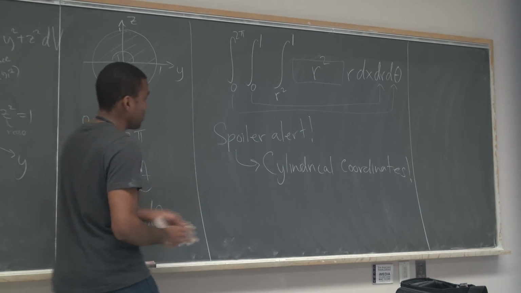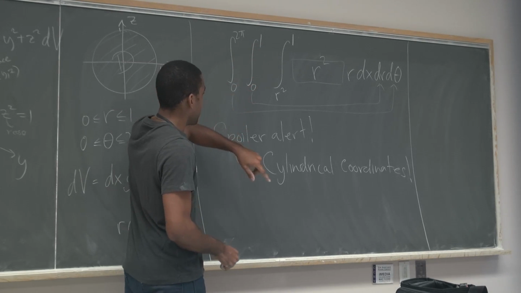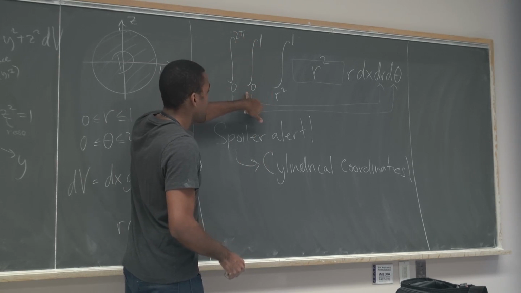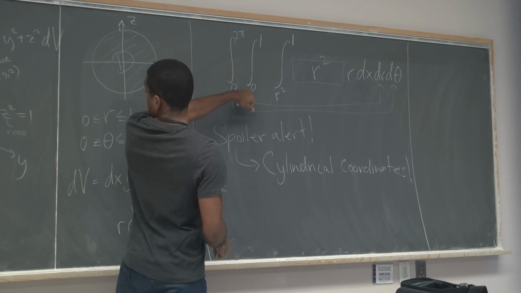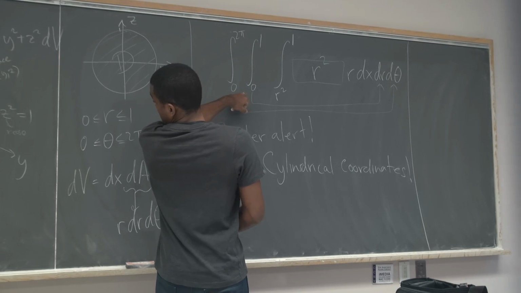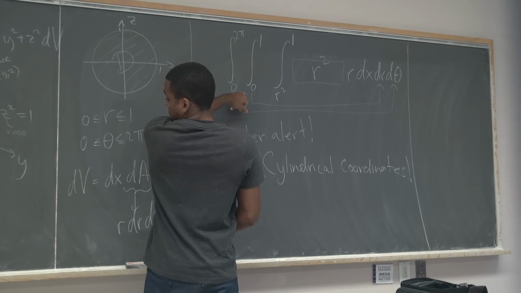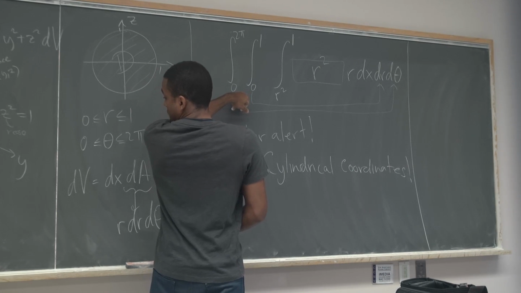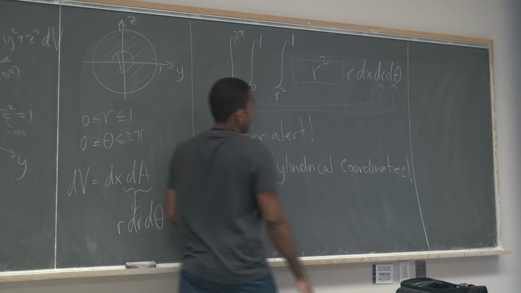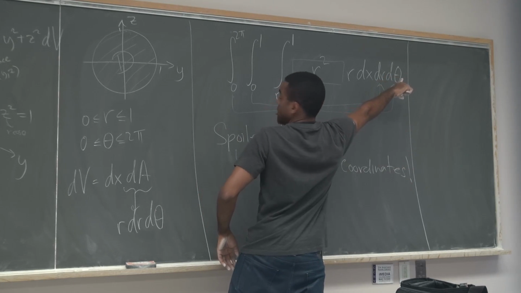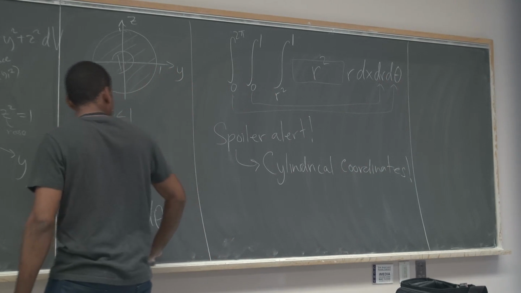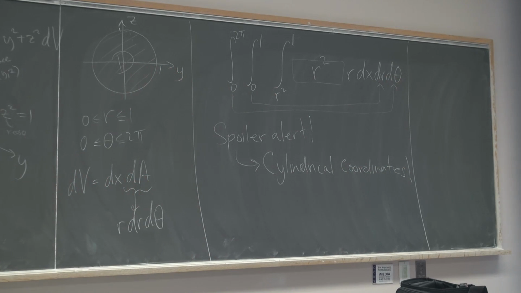Without polar coordinates, it would have looked a lot uglier. We'd have something like negative 1 up to 1, and then minus the radical of, I'd have to solve for one of these guys. So I'd have minus the radical of x minus y squared up to a positive radical of x minus y squared, and this would be dz dy. It would look nasty. But that's cylindrical coordinates.